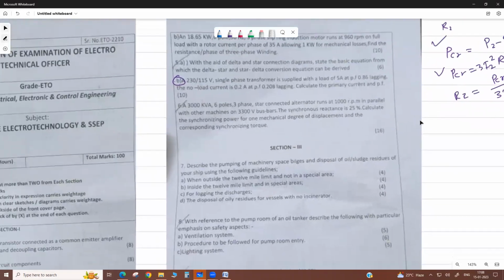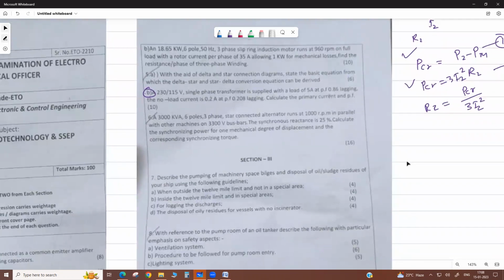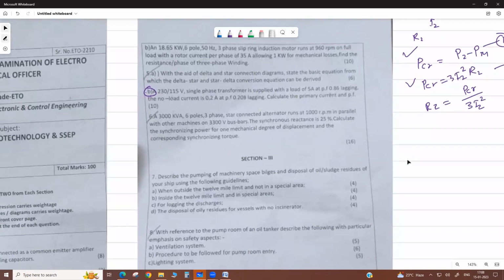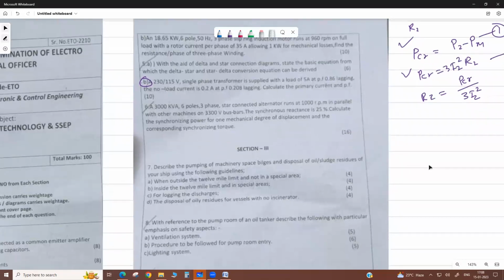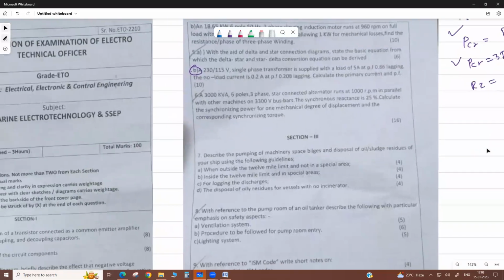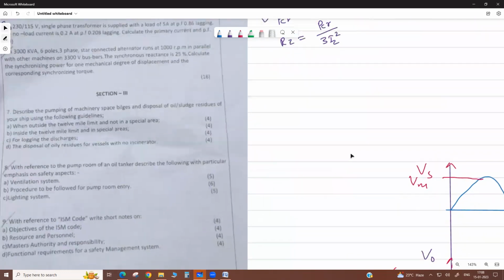Actually this question paper is tough. Easy also. Transformer question is hard. Motor also has a tricky question. This all numerical is tough. They are time consuming also. So please be careful. Question selection is also very important.